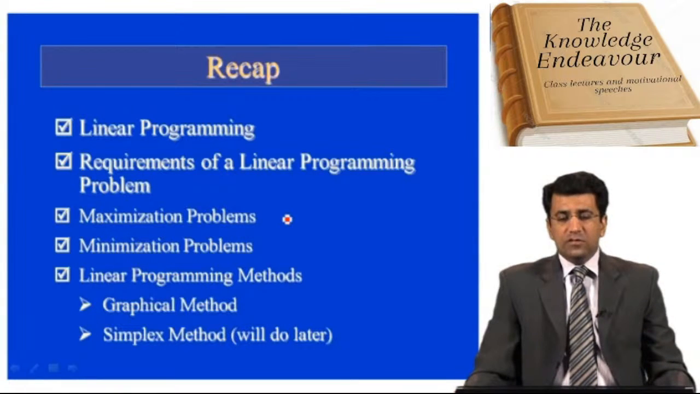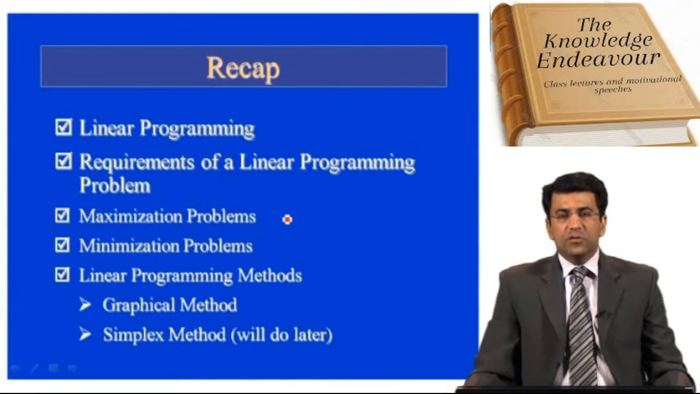Then we discussed some requirements of a linear programming problem. In all linear programming problems, we generally have an objective function, or we have to make an equation which represents our objective function. That objective function may be in the form of profit maximization or in the form of cost minimization, and finally at the end of this technique we should attain this objective function. Then along with the objective function there are some constraints.